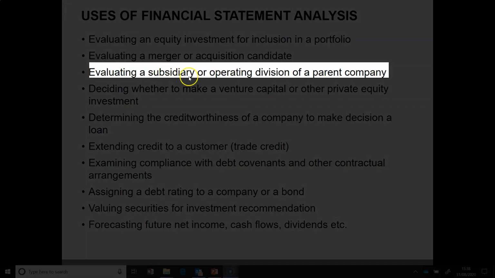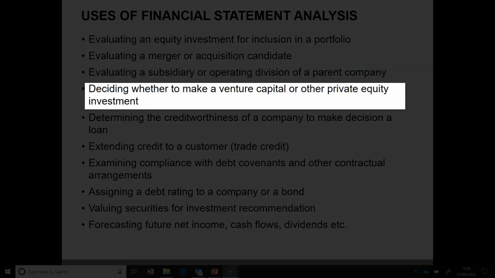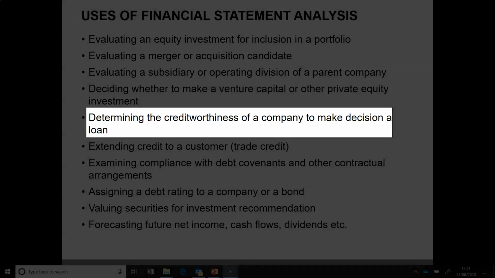A parent company may use financial statement analysis to evaluate the performance of a subsidiary or an operating division. Similarly, a venture capital fund or a private equity fund can use it for making investment decisions related to funding venture capital or private equity opportunities. Financial statement analysis is most commonly used for analyzing the creditworthiness of a borrower by a lender. Particularly, banks and other lenders use financial statement analysis to analyze companies when they are deciding on loans.